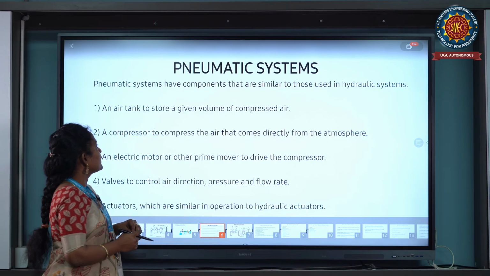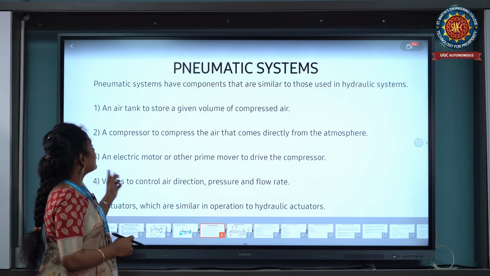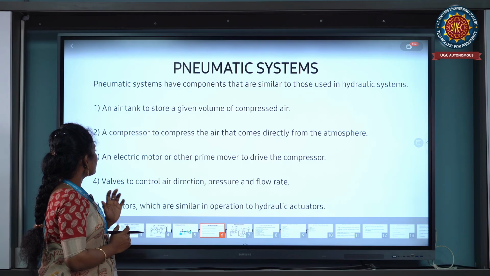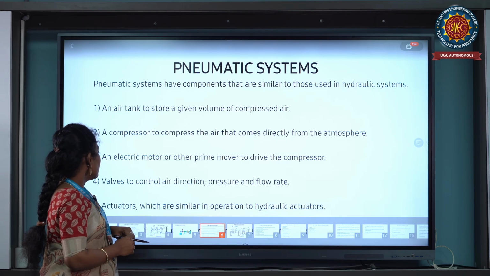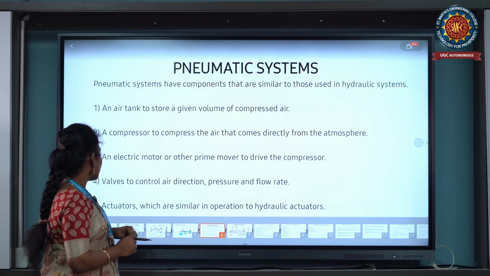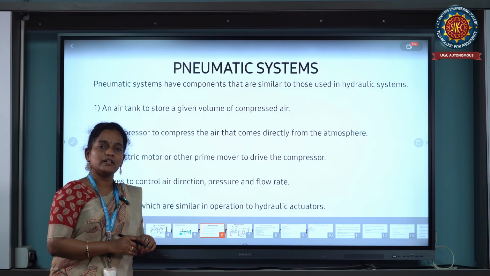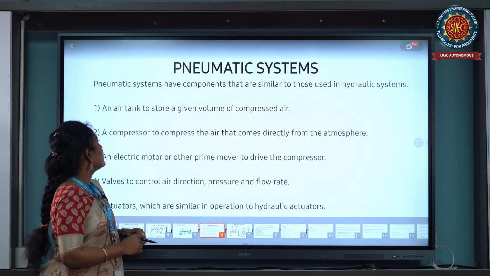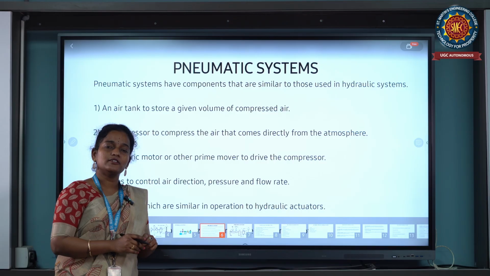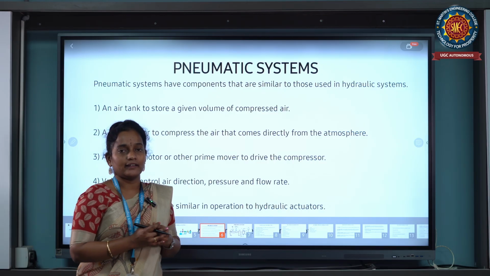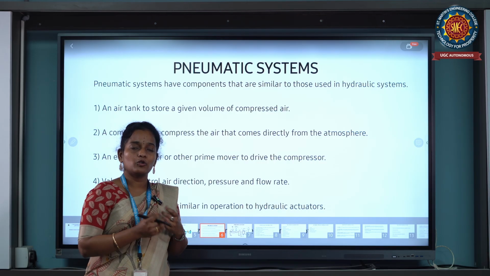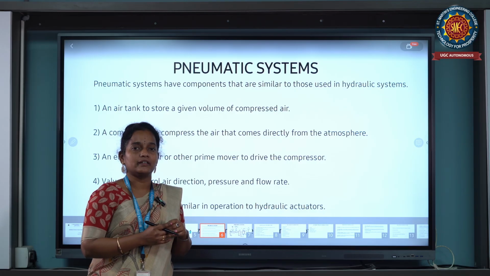So what is the first one? The air tank, second is the air compressor, third is the motor, fourth is the valves, and fifth is the actuators. What is the first one? The air tank. The air tank is used to collect the air. Where do we collect the air from? From the atmosphere only, right?